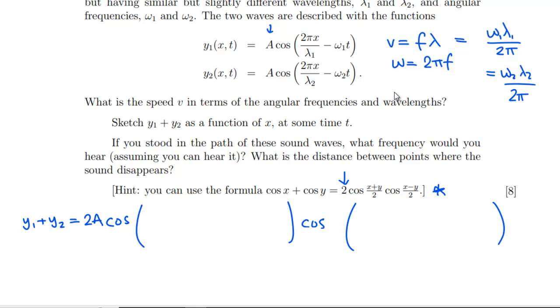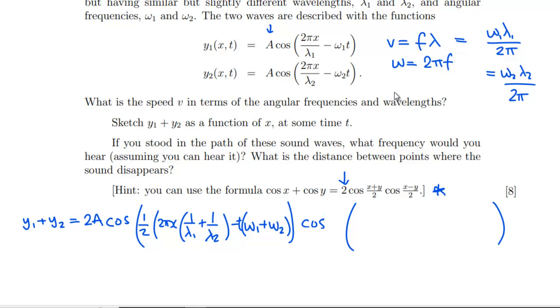So we need to add up the arguments in these cos functions and divide by 2. Let's put the half in first of all, and then we can just add these things together. So we're going to have 2 pi x of 1 over lambda 1 plus 1 over lambda 2. And then, let's keep the minus there, we'll have omega 1 plus omega 2. And then we've got a t that we can factorize onto the outside.